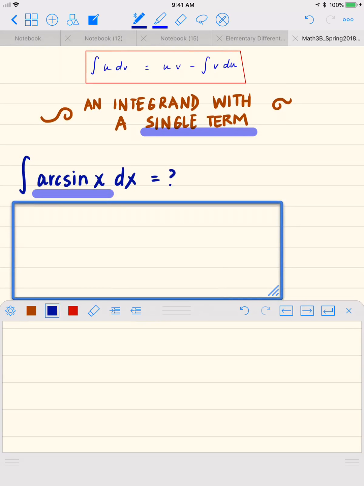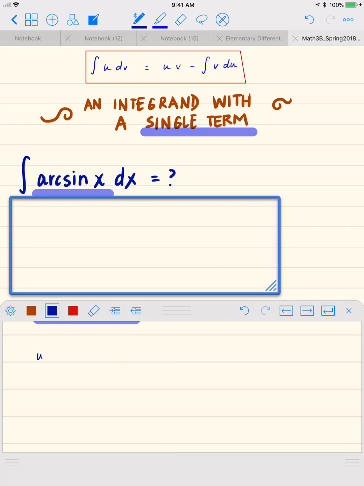So our first step is to try to choose u and dv. When you're integrating with a single term for your integrand, the first thing to try is simply to have u equal to your integrand. So here u would be equal to arc sine of x, and dv would be equal to dx. Now, that's step one, is to make a choice.